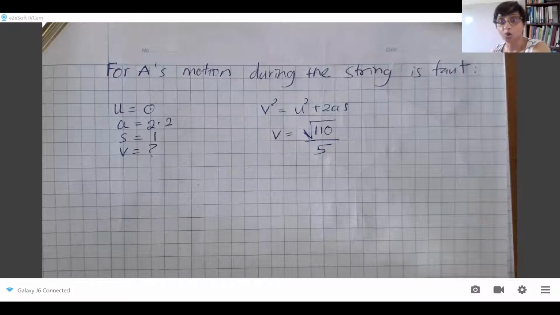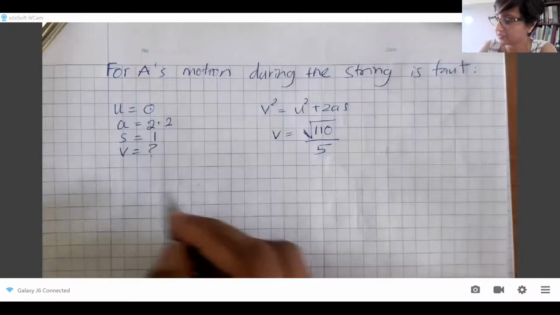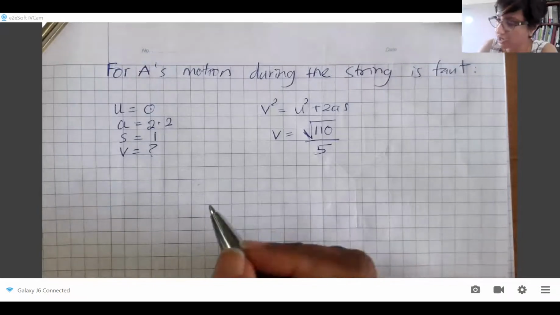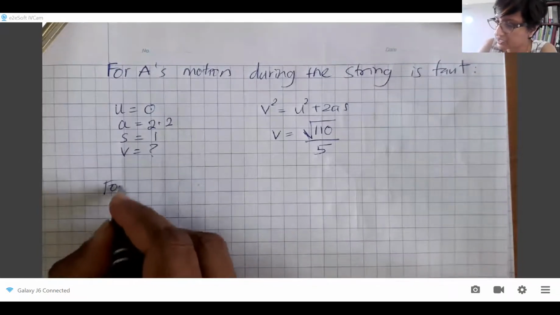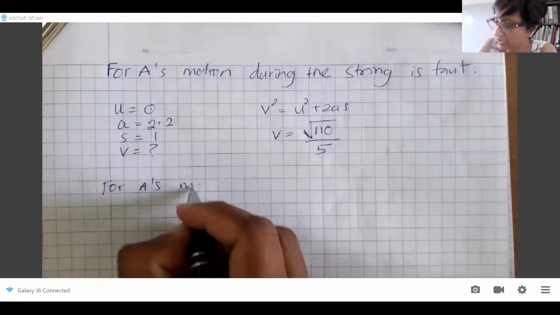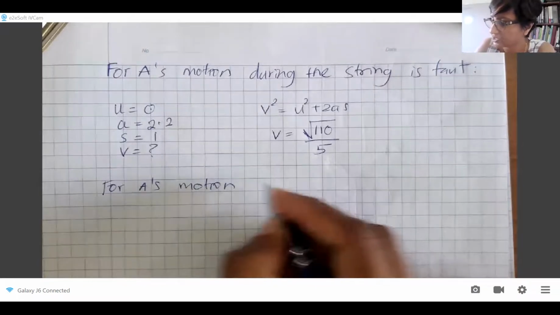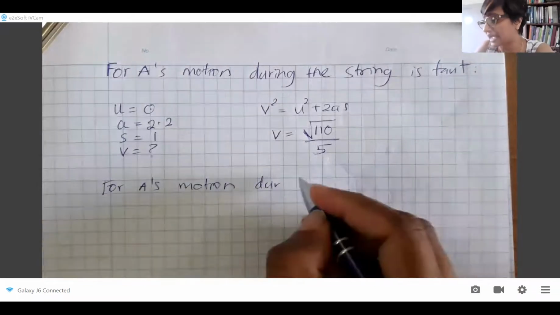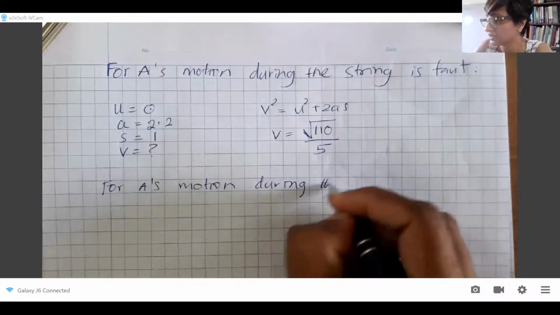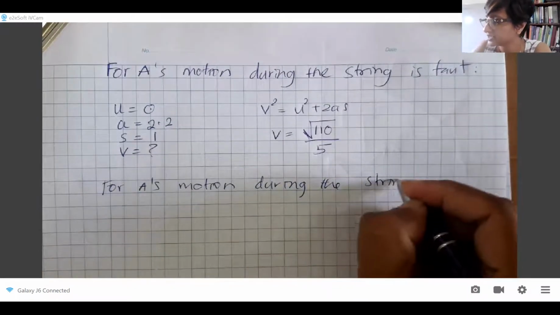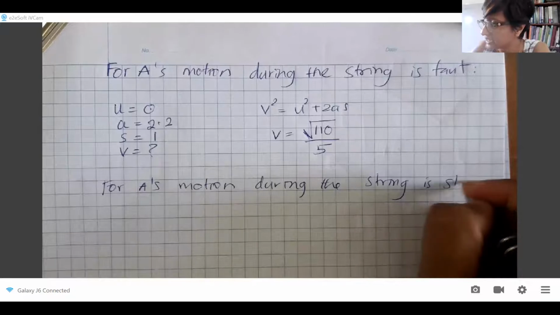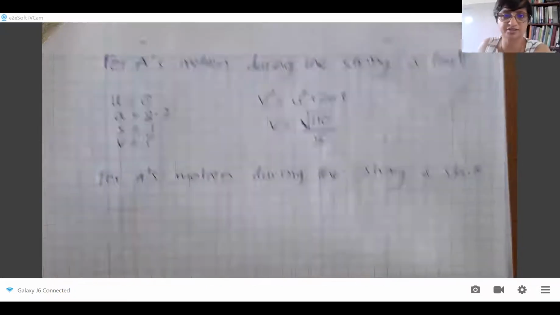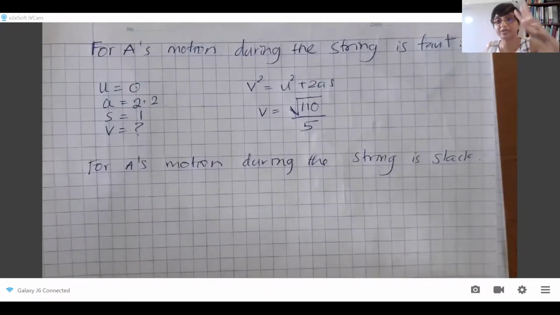Okay, anyway. Right. Now, I'm going to consider the motion during the time the string is slack. And I'm going to write a list of information. I have to have three known pieces of information.